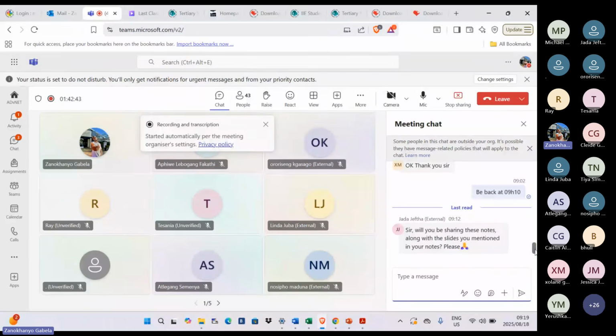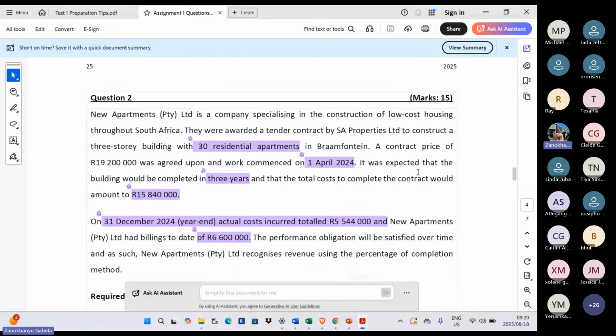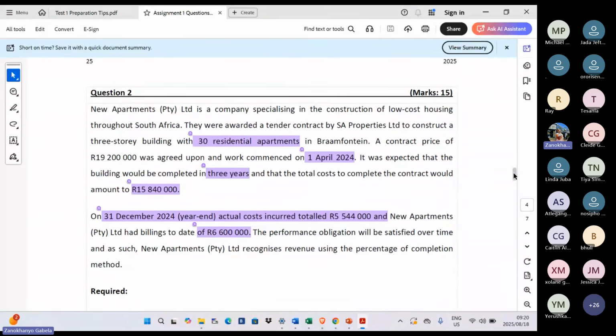Right, let's go to question number 2 without wasting any time. That was question number 1, which is IS10, events after reporting. Perfect. So it says here, New Apartments is a company specializing in the construction of low-cost housing throughout South Africa. They were awarded a tender contract by South African Properties to construct a 3-story building with 30 residential apartments in Braamfontein. Do you see how everything has already been detailed to us? They were awarded a tender by SA Properties. That means there is a contract. Step number 1 has been fulfilled. That means we have identified a contract.